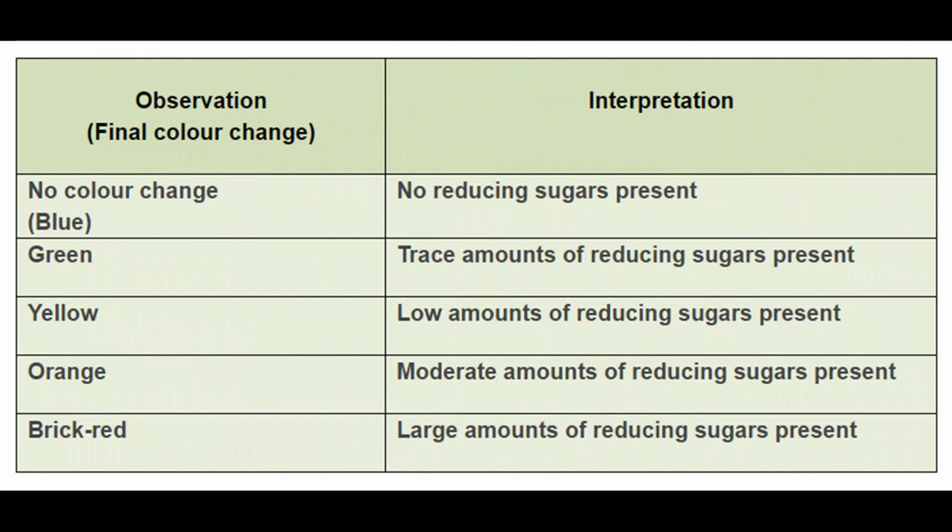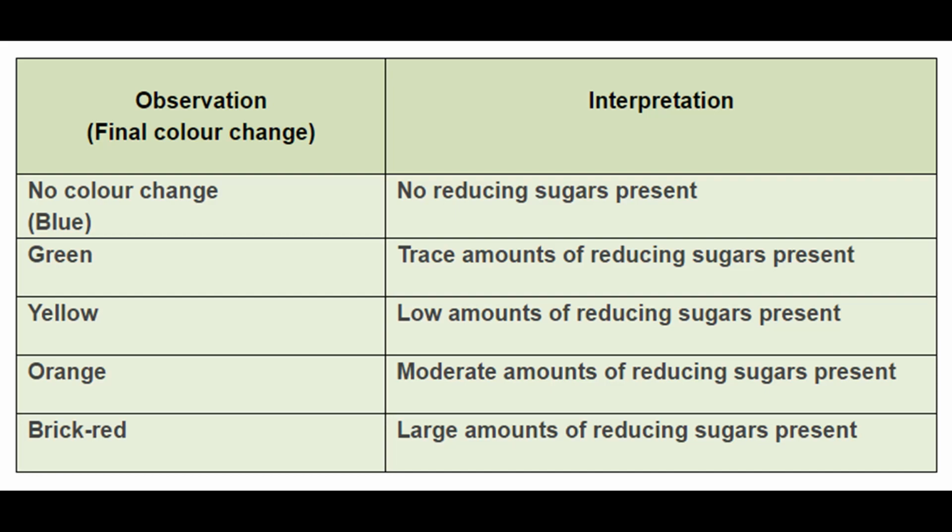A more accurate way, though, is to filter the solution and weigh the precipitate. In this way you could produce quantitative results. If the result of reducing sugars is negative, there may still be non-reducing sugar present in the solution.